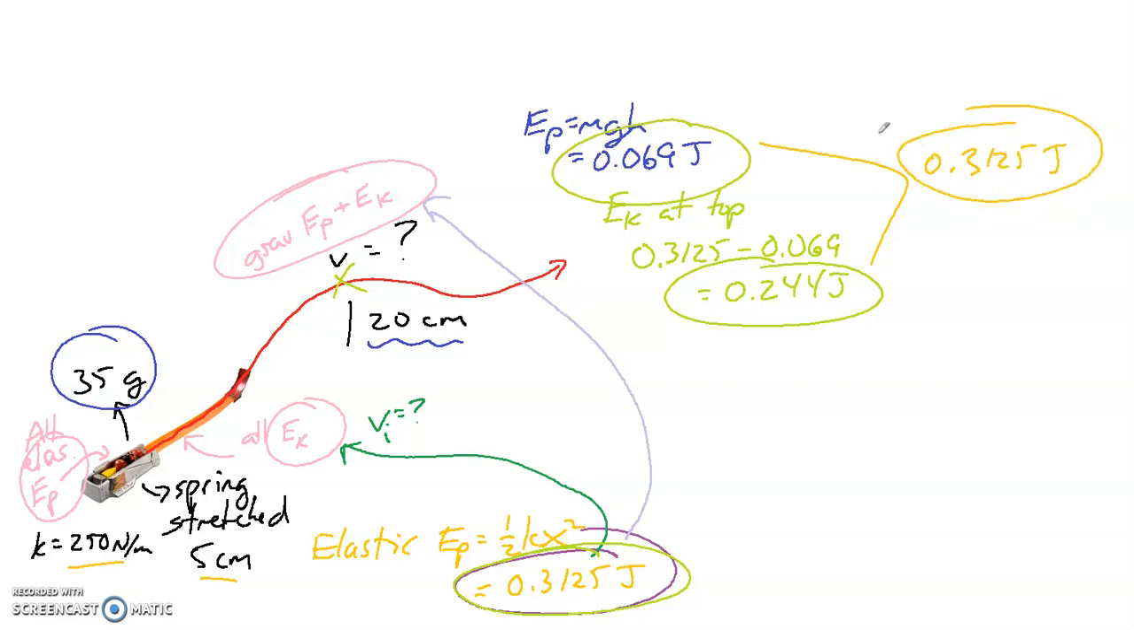Now again, if we brought in friction and other stuff, that would be a little bit different, but we're not going to worry about that. So now that I know the kinetic energy at the top, I can make that equal to 1/2 mv squared, and that would give the speed at the top. I've got my 0.244 joules of kinetic energy, and I've got the mass of the car, so I can calculate the speed. If we do that, I get a speed at the top of around 3.7 meters per second. So that's how fast the car would be going at the top of the jump.